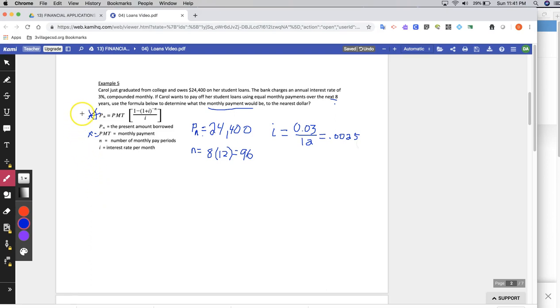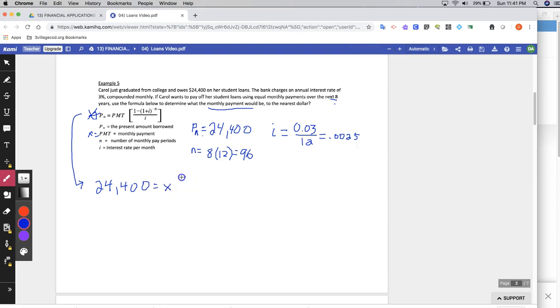So using this formula, we can set things up and write that $24,400 is equal to our monthly payment, which is what we're trying to solve for. So we'll write X, and then parentheses 1 minus parentheses 1 plus our I of 0.0025, and that's all raised to the negative n, which is 96, and that's all over our I again of 0.0025.